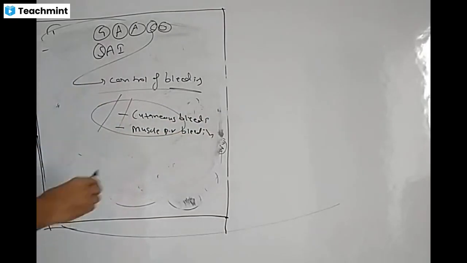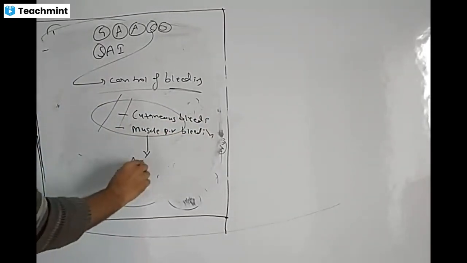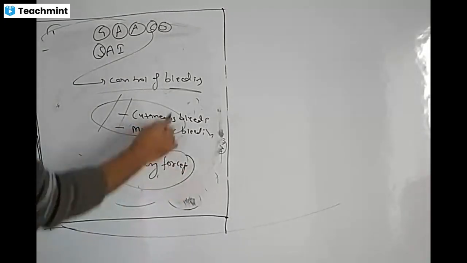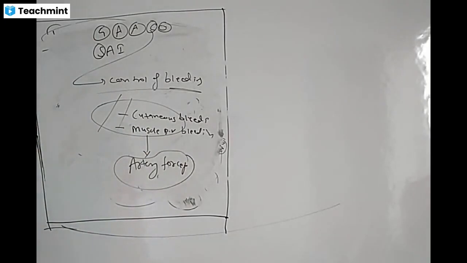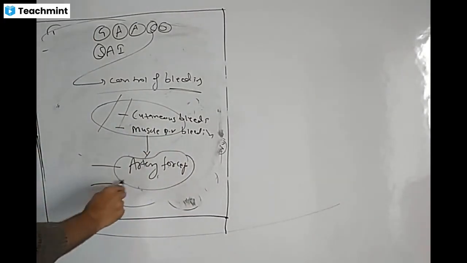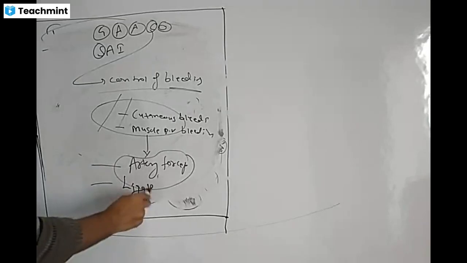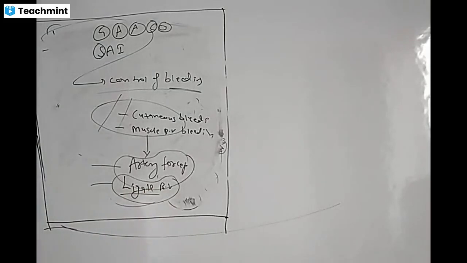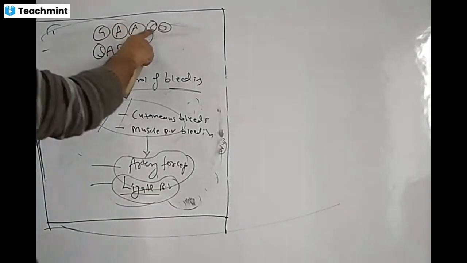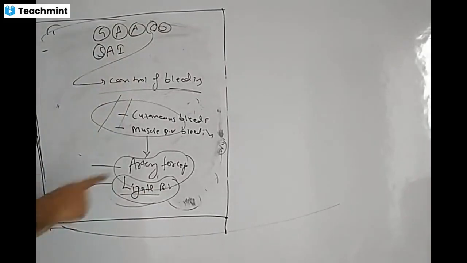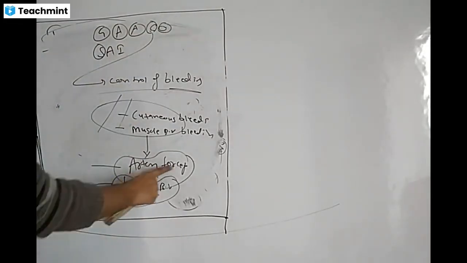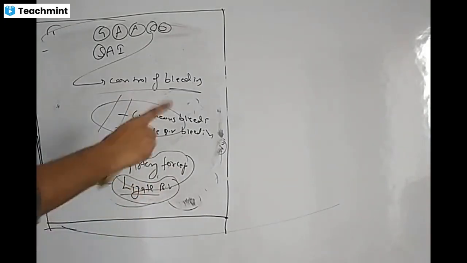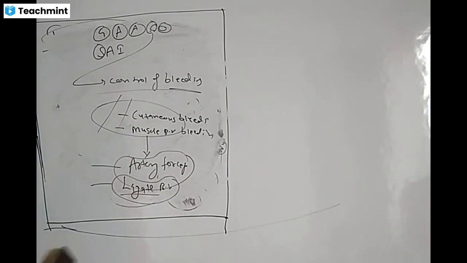So at that particular time we have an option, that is artery forceps. We apply artery forceps to control this bleeding. Or second is to ligate these vessels, ligate blood vessels with your suture material. So the fourth principle is to control the bleeding. Immediately we control the bleeding with artery forceps. Then we apply suture material, ligate the vessel, and remove the artery forceps.